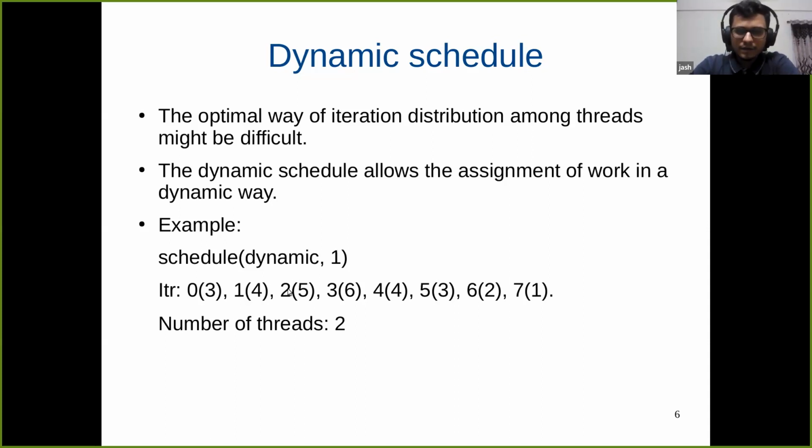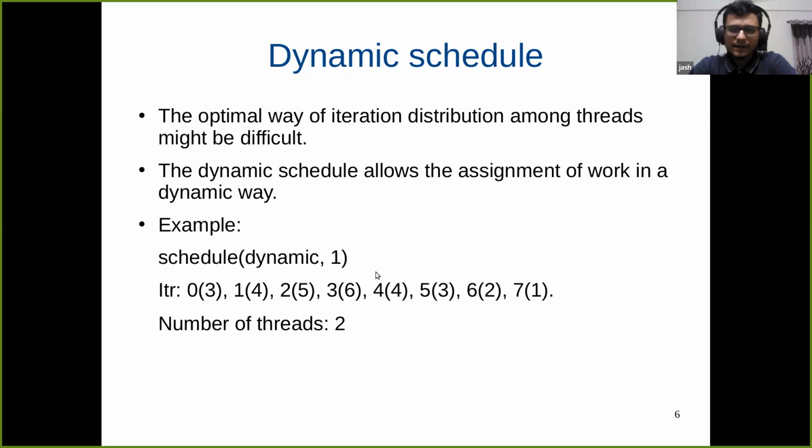Iteration 0 has 3, iteration 1 has 4, iteration 2 has 5, iteration 3 has 6, and so on, right? It is given based on what is given here. And we have 2 threads here.